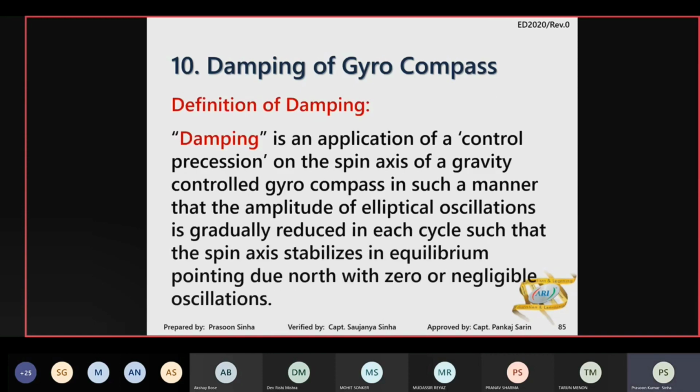Next. Any concern about the slide? Any doubt?